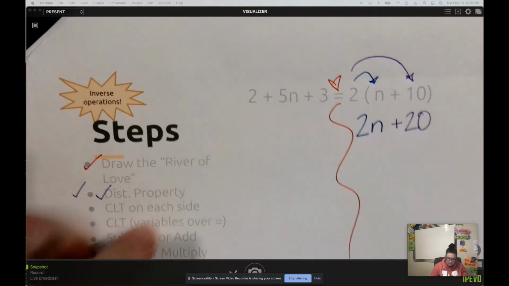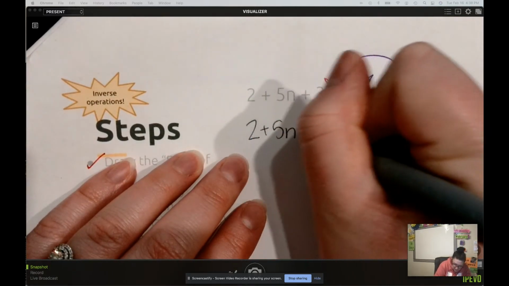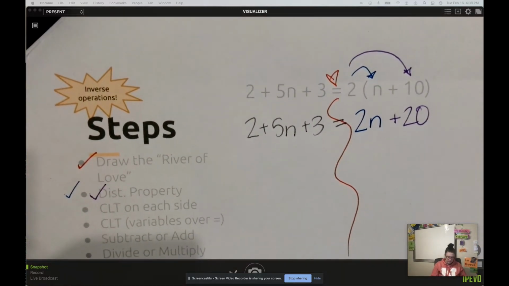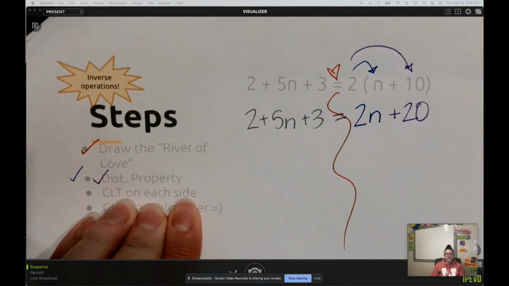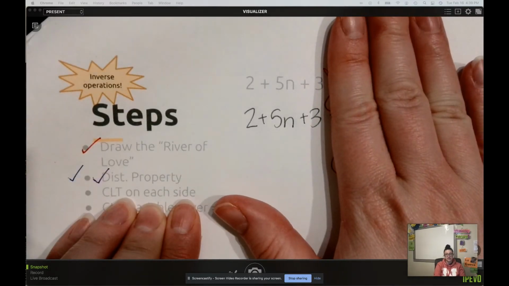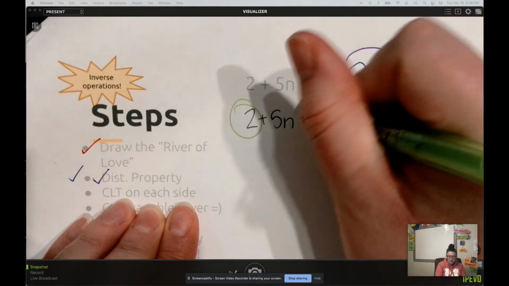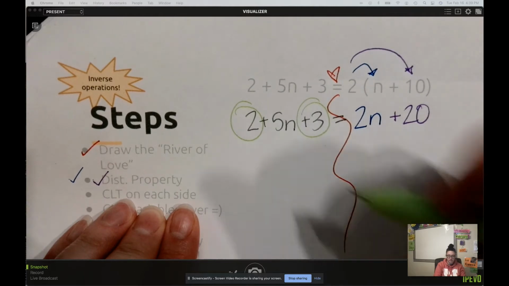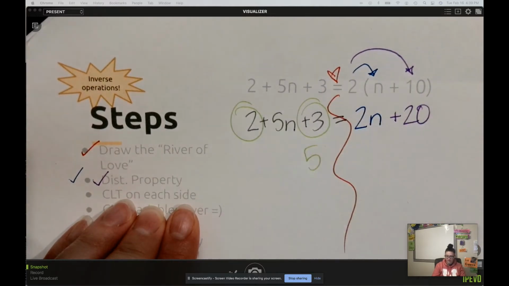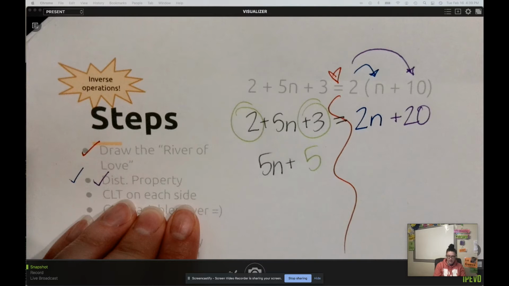Then bring down everything else. I've got my 2 plus 5n plus 3. After the distributive property, just like we had before, now I need to combine my like terms. What terms can I combine on this side? My constants. I can combine that 2 and that 3. What's 2 plus 3? 5. And I bring down my 5n. So I got 5n plus 5 equals.